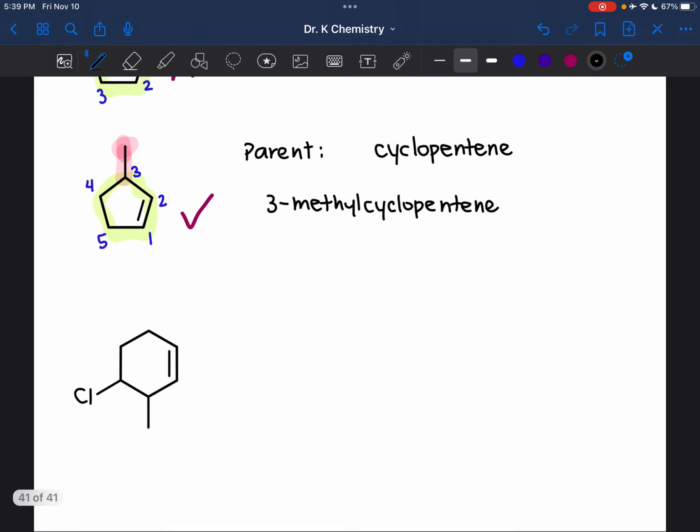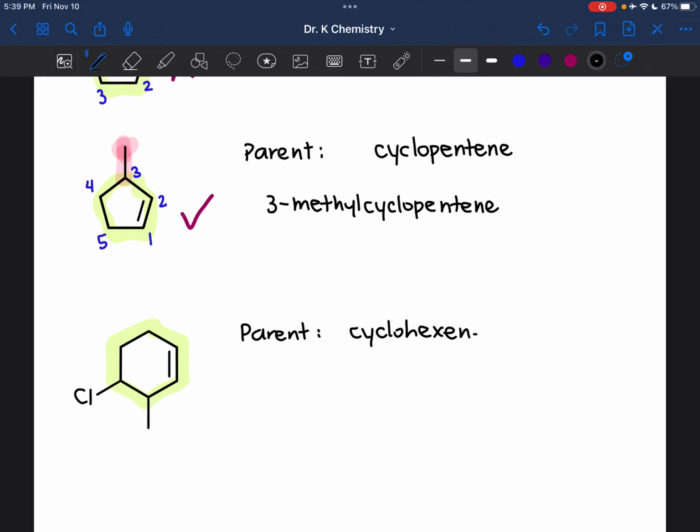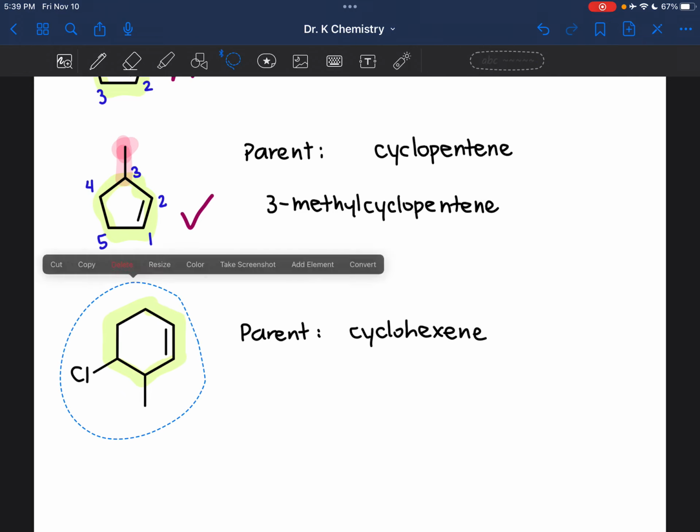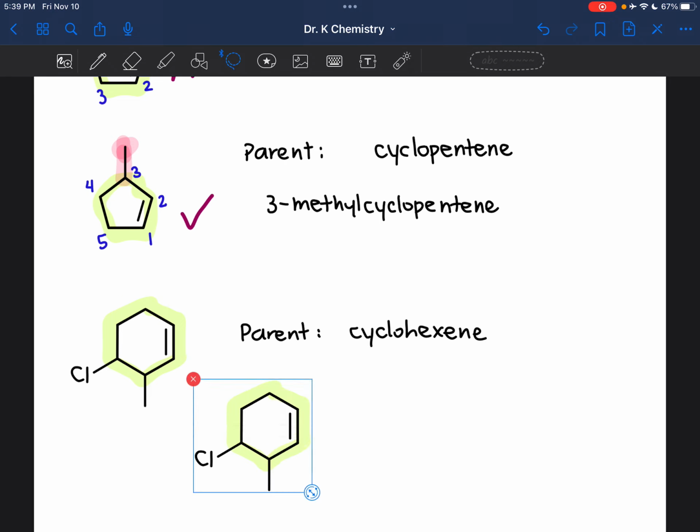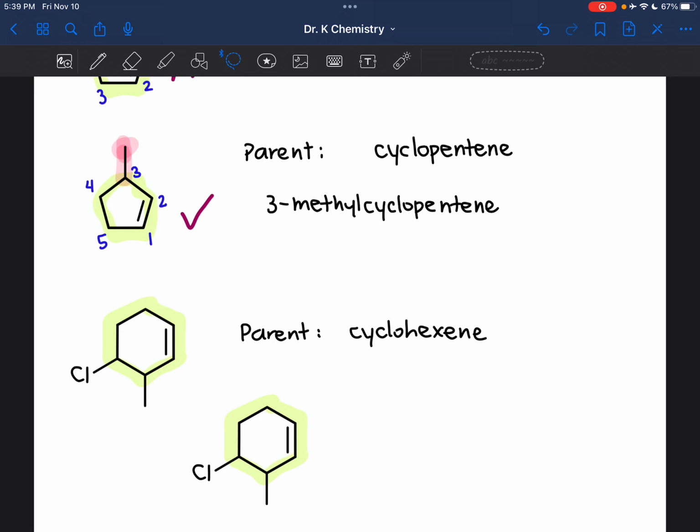Let's try one more. Okay, in this case, the ring has 6 carbons, so I know that the parent here is going to be cyclohexene. And then I have to number this to give the double bond the lowest possible number, and then give the substituents the lowest possible number. So I'll try a couple of options. I could call this carbon 1 and then continue counterclockwise.